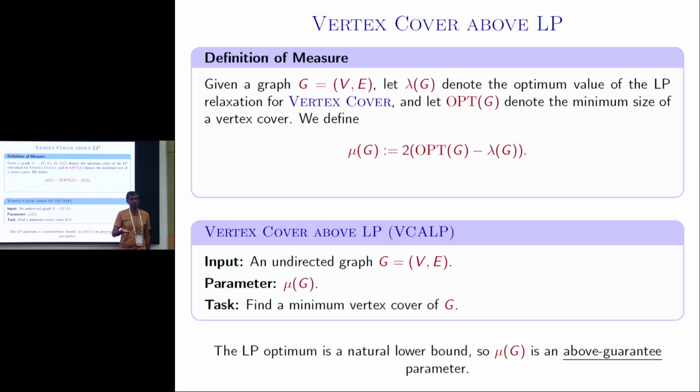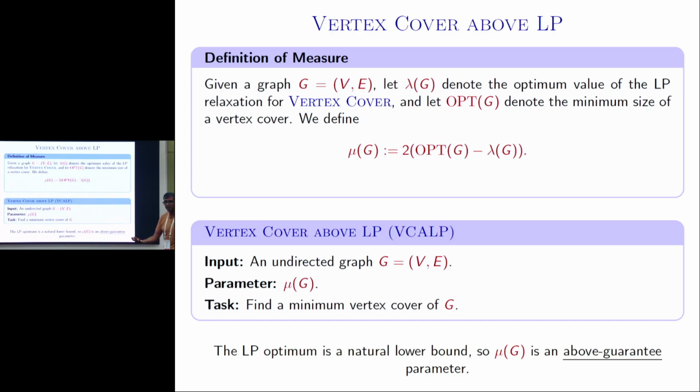This is why it is also called above guarantee, because the value of LP provides a natural lower bound on the size of the solution. Okay. So you are still finding a vertex cover, but you are not allowed to measure the running time as a function of k, but as a function of this parameter, right? And that is what FPT is all about.